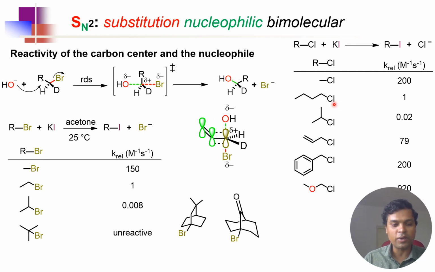So here I hope you understood that steric crowding retards or slows down the reaction, and if you have a substituent that can donate the electron, it can speed up the reaction. These are the two important messages from this particular slide.